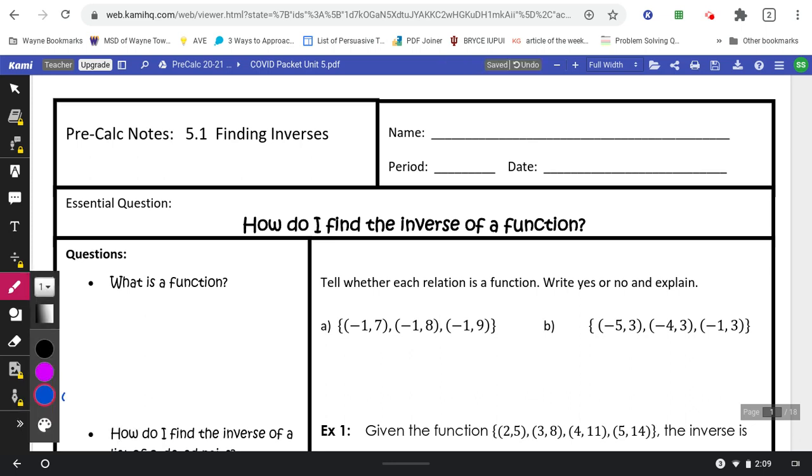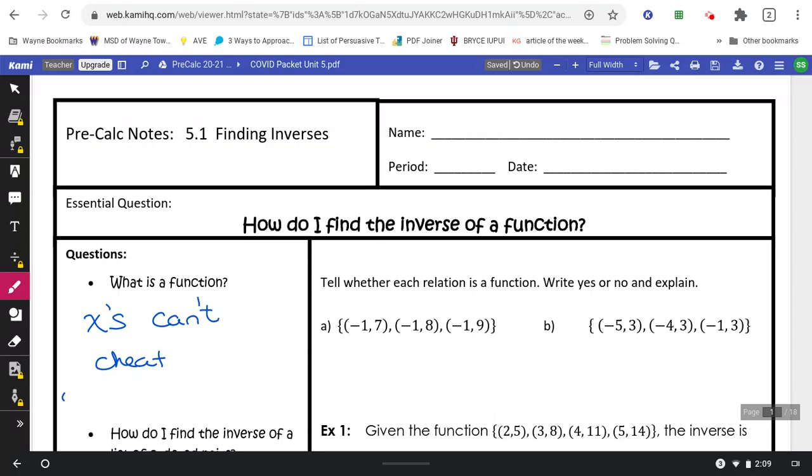Okay, so our notes for today are 5.1. Our essential question is, how do I find the inverse of a function? Let's review what a function is again. Remember, a function is anything as long as the x isn't cheating, meaning an x can't have two different y values paired with it.